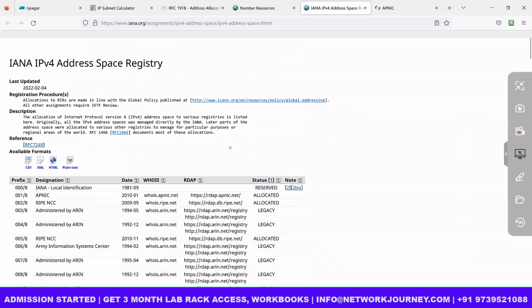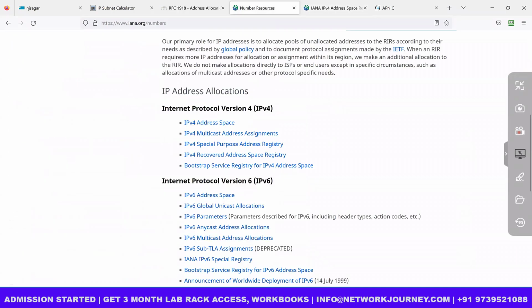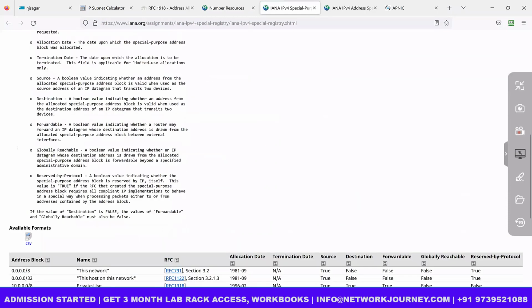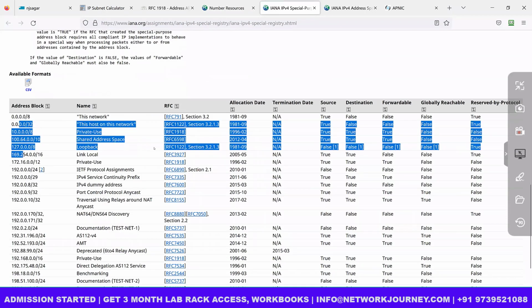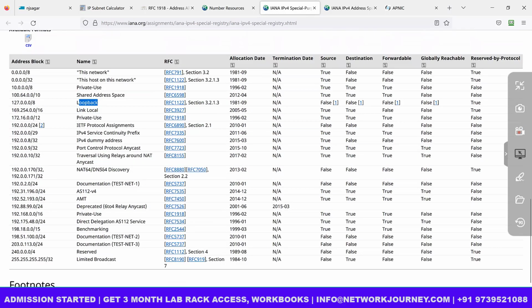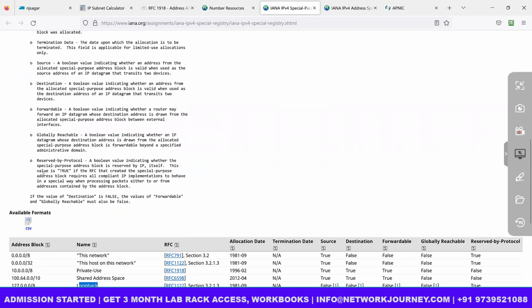Similar way, the special purpose address. If there are certain addresses which are very special, like you see loopback address, it has been documented under this RFC, and they have been allocated here. They have said that don't use this for any routing purpose, instead reserve it for this purpose. So these are all special types of IP address which you cannot use for routing.